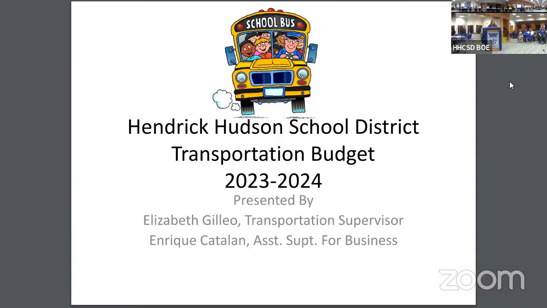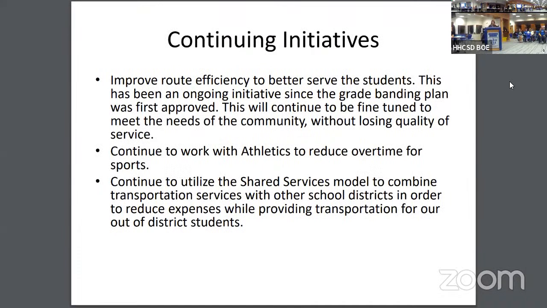Members of the board, I'll go through my budget and my continuing initiatives, which are to improve route efficiency and to better serve the students. This plan has been an ongoing initiative since the grade banding plan was first approved. We know that there are improvements we have to make. I've already met with Dr. Luro, and Kathy and I have our work cut out for us, but it's better for us to do it because no one knows the district better than we do. We continue to work with athletics to reduce overtime and spending for sports. And we continue to utilize shared services. We've partnered with other districts that have children that attend out of district schools, and we do some ride share with them.